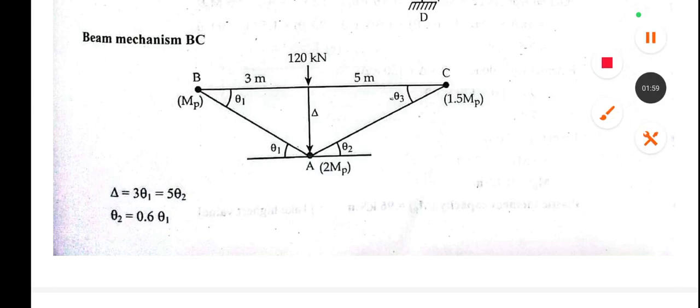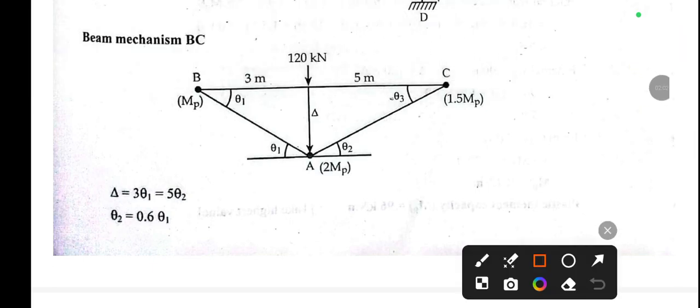So at the very first, as I said, due to this 120 kN load, here a beam mechanism occurs in this BC. So this BC span will have a certain deflection. You can see here delta is the deflection, and this point comes here after applying the load. So this will be like this, and here is delta deflection, and if this is theta 1, then this is also theta 1, these two will be equal.